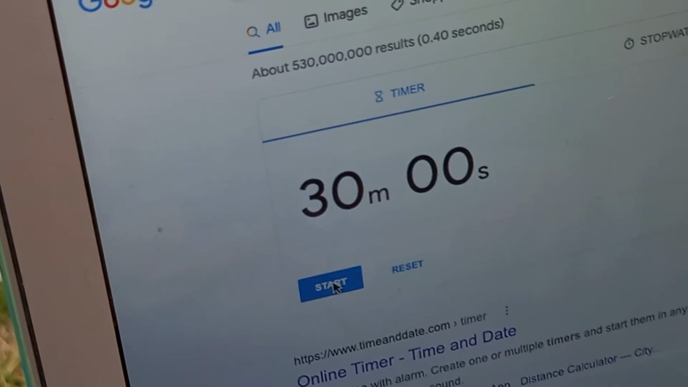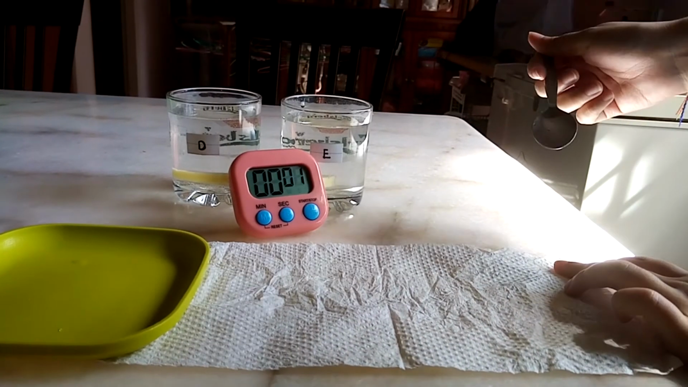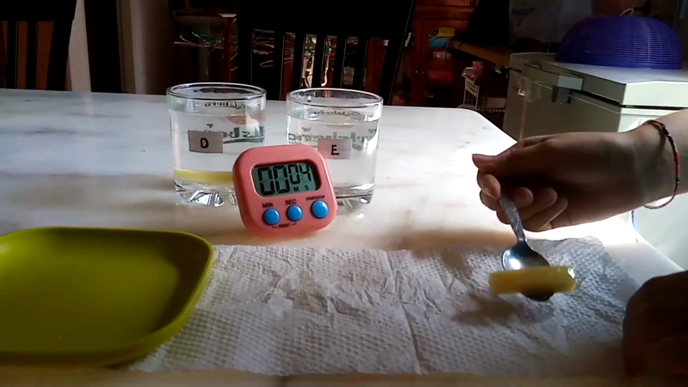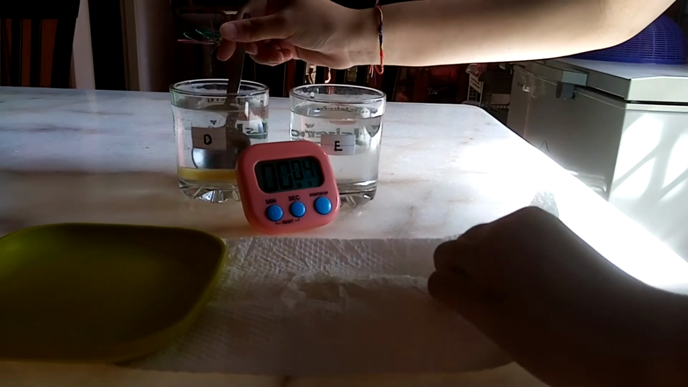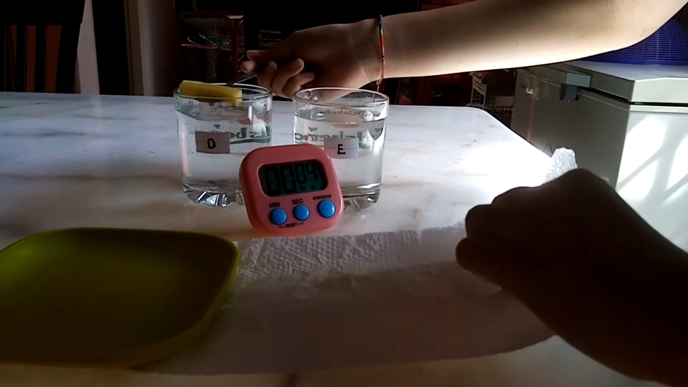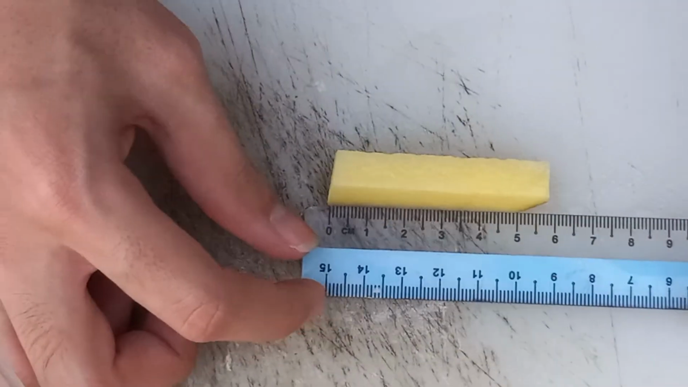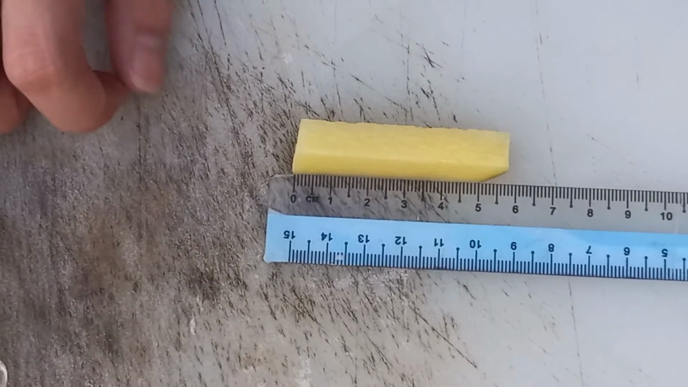Leave the potato strip for about 30 minutes. After 30 minutes, potato strips are removed from the container using a tablespoon and dried carefully with kitchen tissue. The final length of potato strips is measured again using the ruler and recorded in the table.